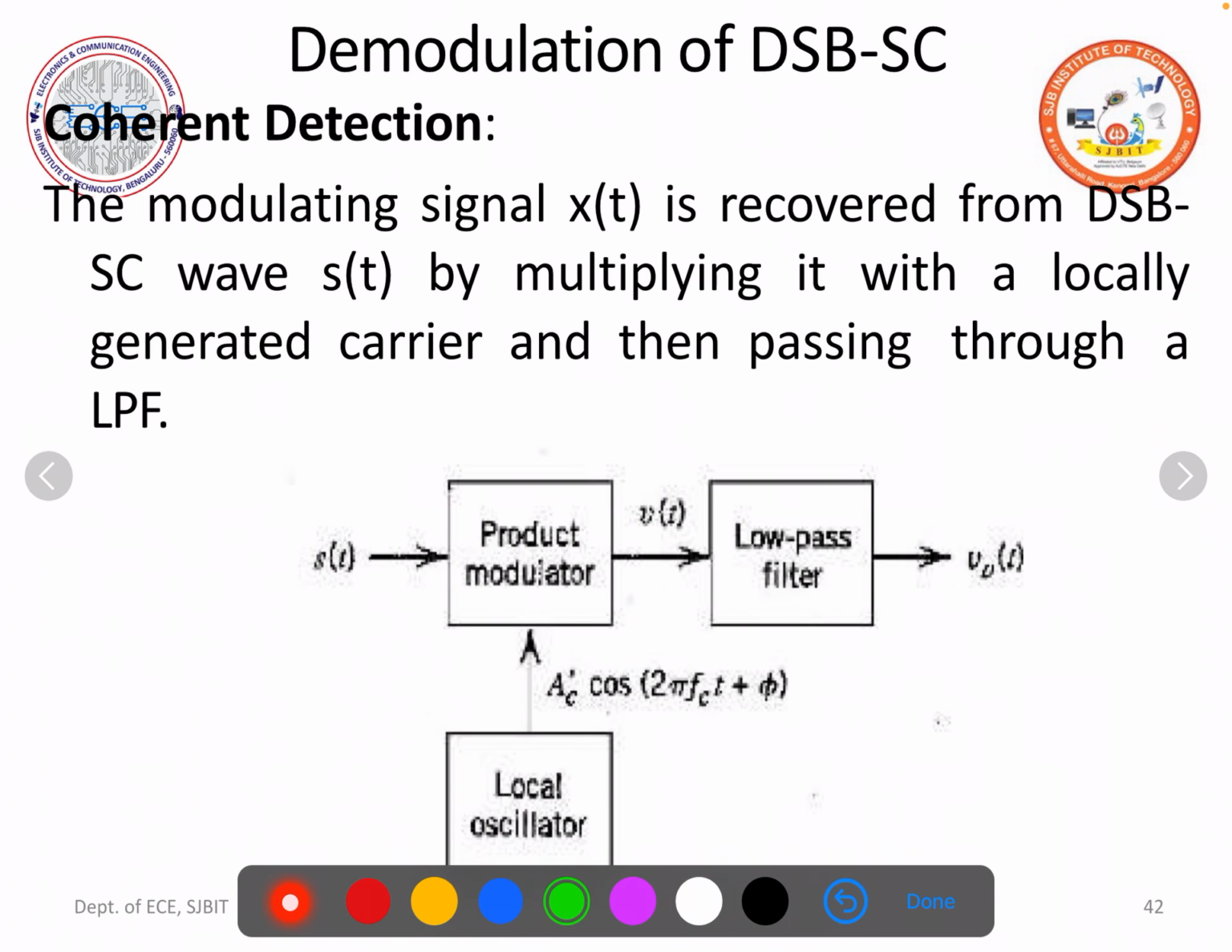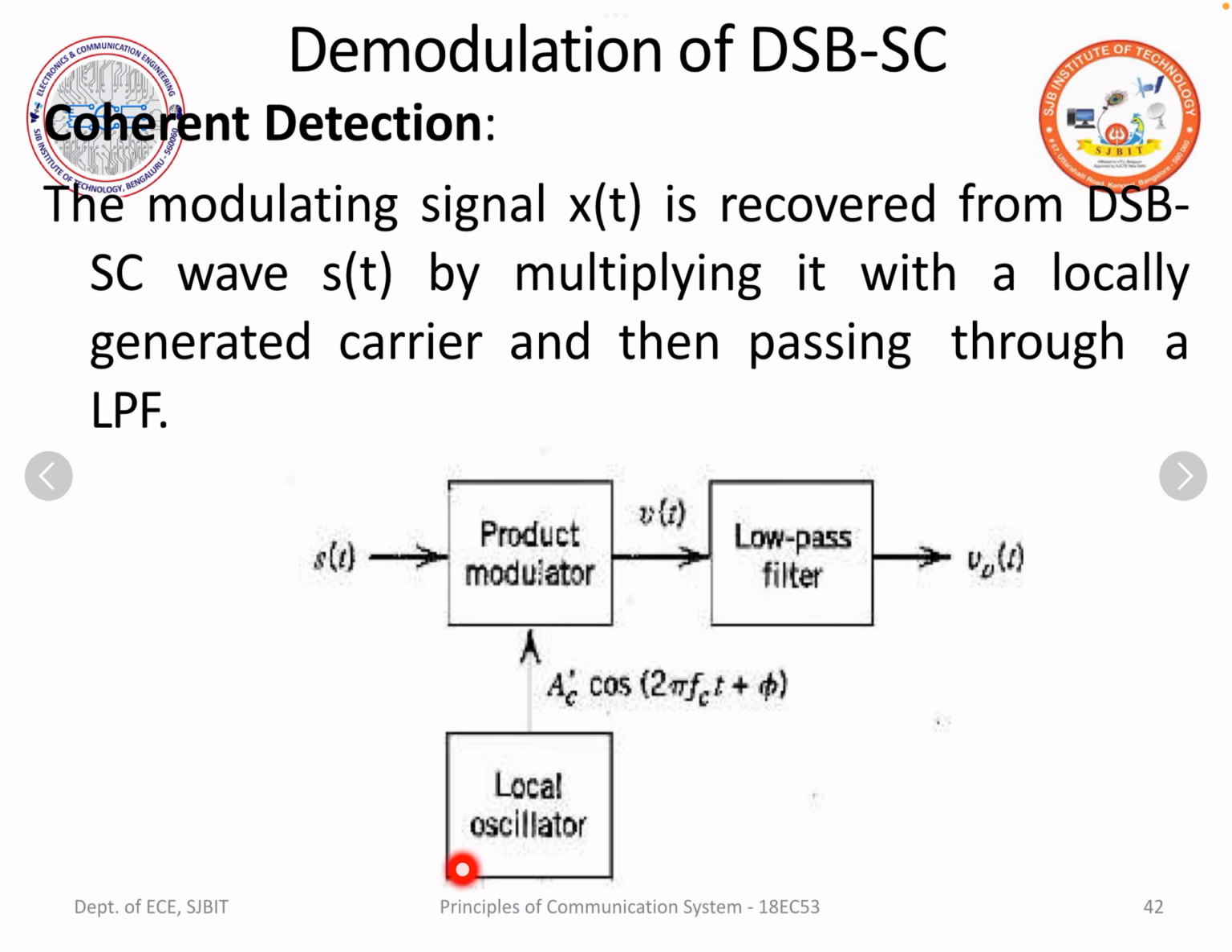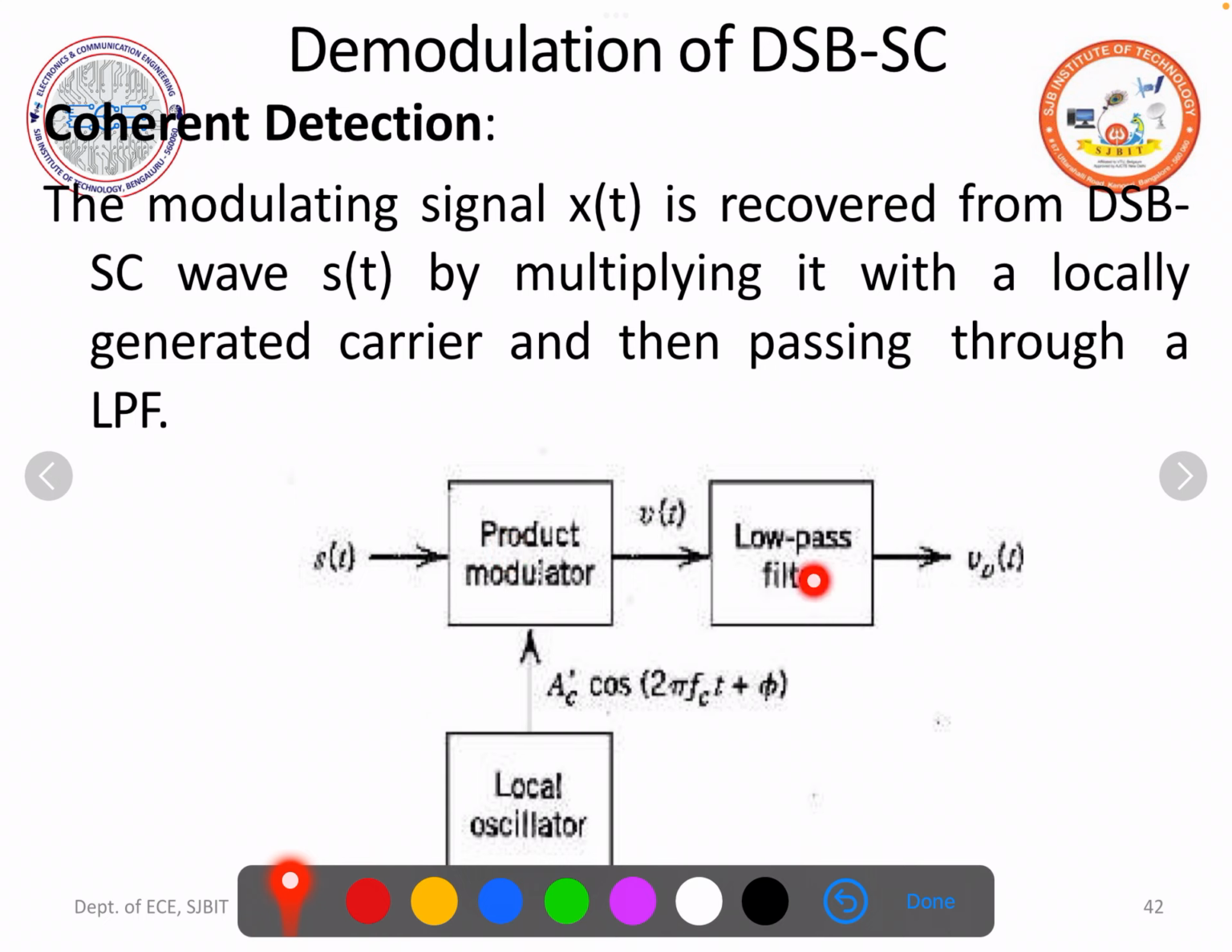So how do we do the demodulation then? We have generated the modulation output. How to do the demodulation? The demodulation type of DSBSC is coherent detection. So again, the same procedure: you have a modulated wave s of t, a locally generated oscillator, a product modulator, and a low pass filter, because we are getting back the message signal, which is of very low frequency, v out of t.